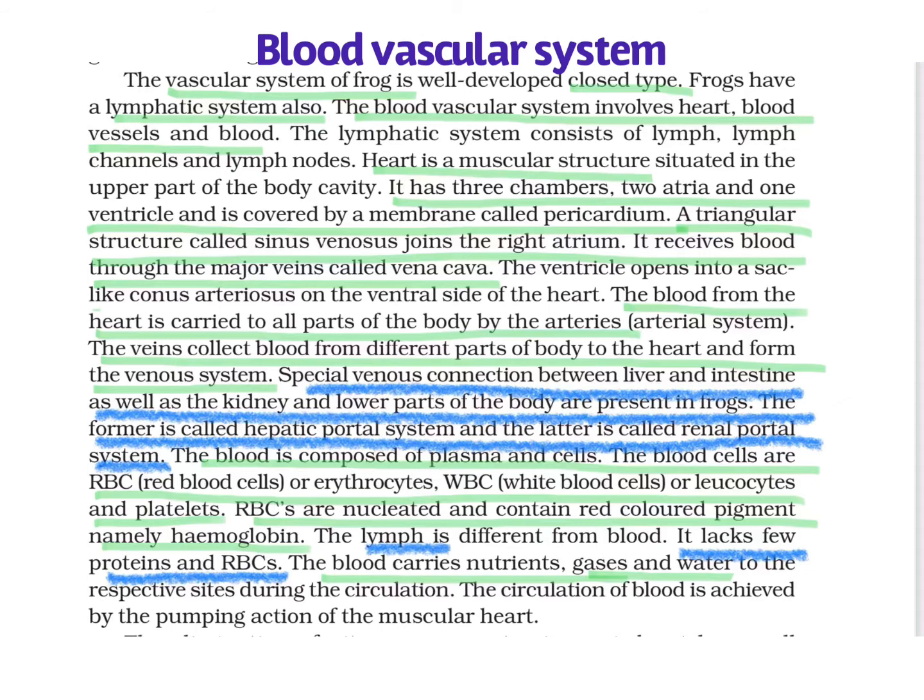If we compare it with the lymphatic system, it consists of lymph, which is comparable to blood, then lymph channels, which are comparable to blood vessels, and lymph nodes. Actually this is not comparable with the heart, but certain meeting points where these channels meet are known as lymph nodes. Now let us discuss in detail the vascular system found in frog. Mainly we will talk about the heart, blood vessels and blood.